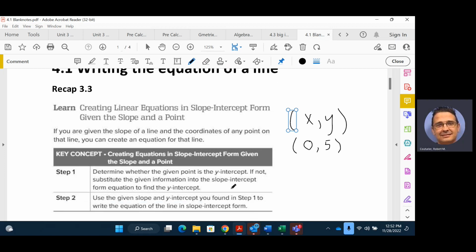Did they give us a slope? If they didn't give us a slope, they're going to give us two coordinates, and we have to use our slope formula to find the slope.